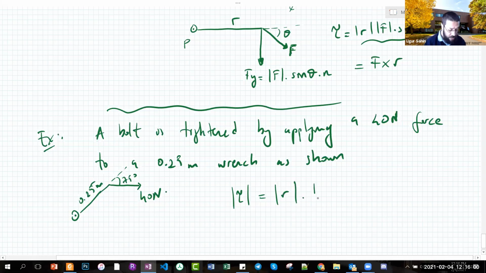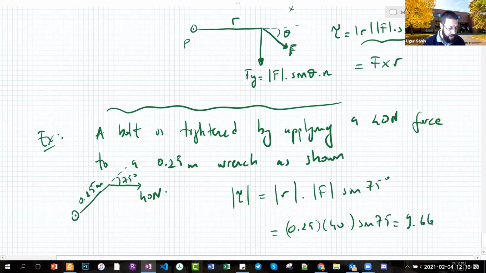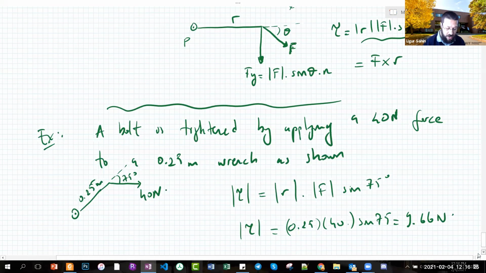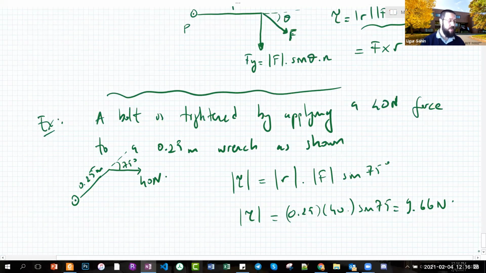R F sine 75. If you multiply all of them, 0.25, 40, and sine 75, it is going to give us the torque magnitude, guys. Of course, if you would like to take the torque as a vector, you could do that without taking the magnitude. All right, guys, I don't want to take more of your time.